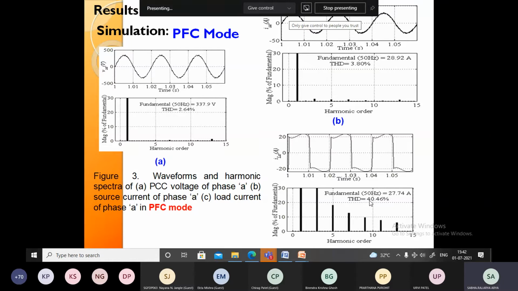The load has 40% distortion. Now the voltage: during PFC mode, the rated phase voltage will not come. The rated peak value of the phase voltage for a 415 volt system is how much? That is 339. Here it is adjusted to 337.9, so 339 point some value is there. You want to maintain 339.